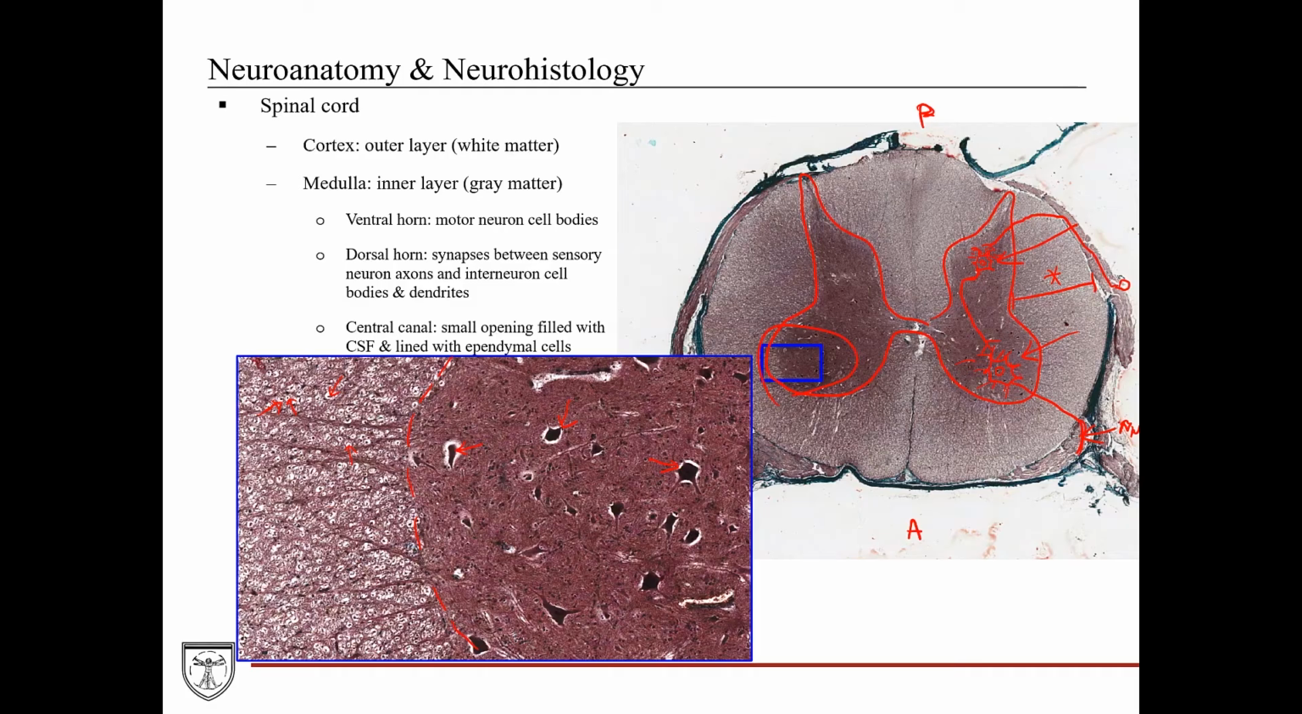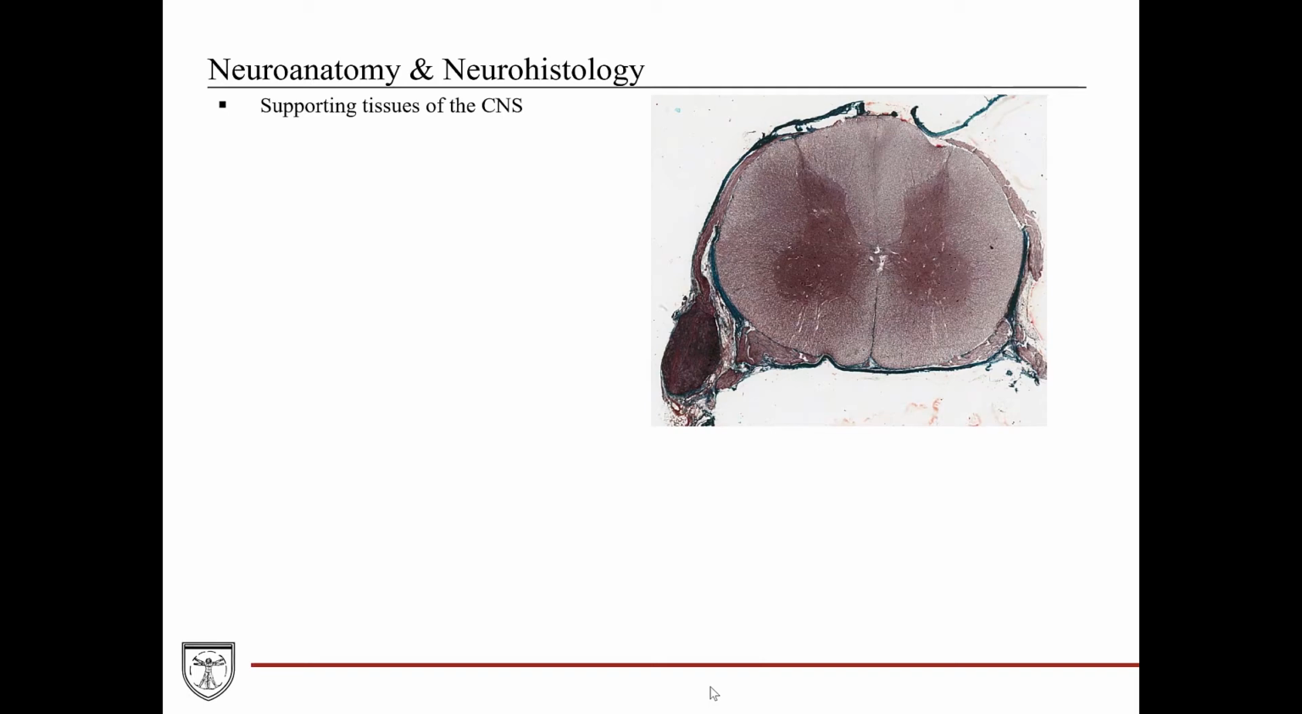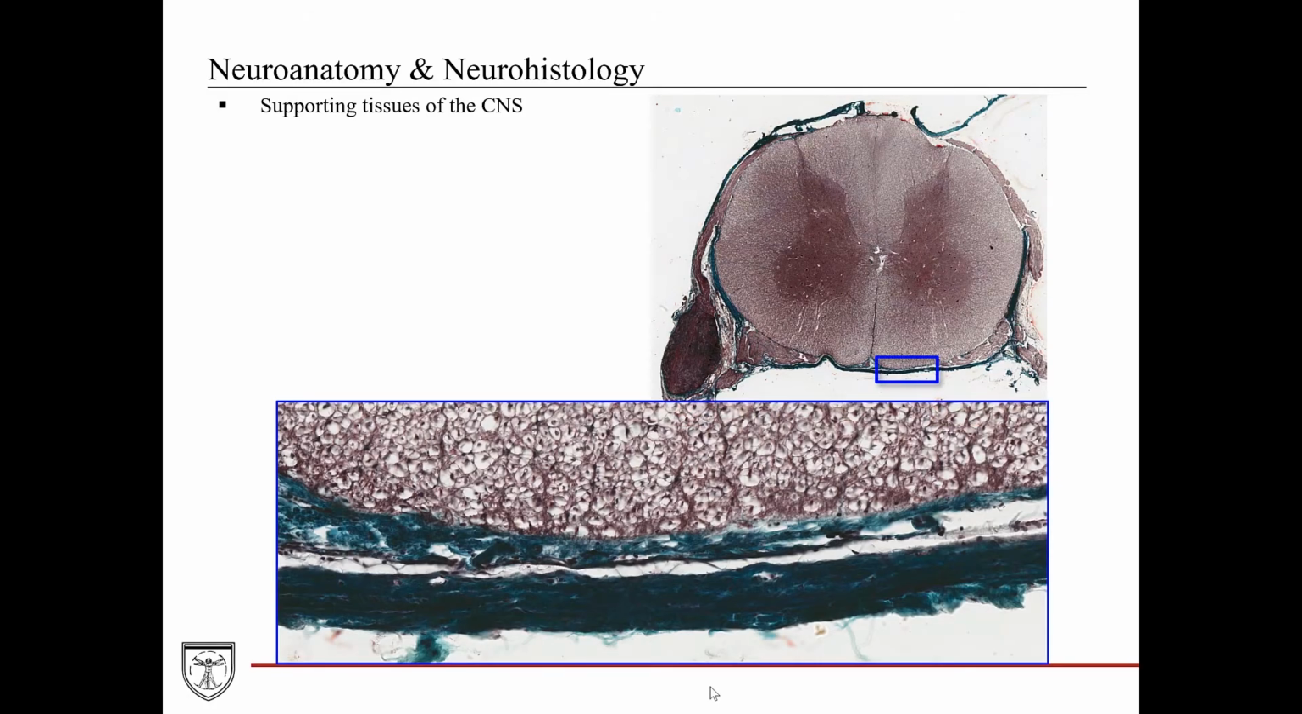Central canal is a central opening in the middle of the spinal cord. It's a really tiny opening that's filled with a really small amount of cerebrospinal fluid, and it is also lined by the ependymal cells. And in this image, we're actually presented with a really good opportunity to look at the supporting tissues of the central nervous system. So we'll focus our attention on the boxed area there and zoom in on it.